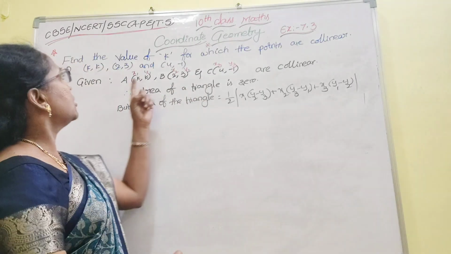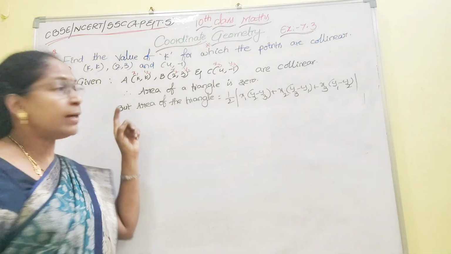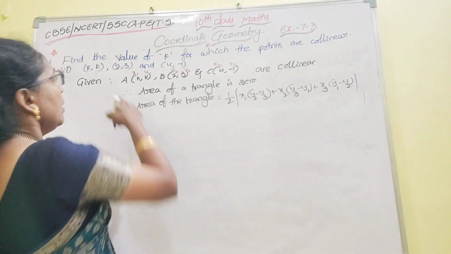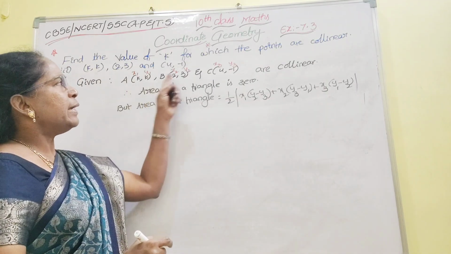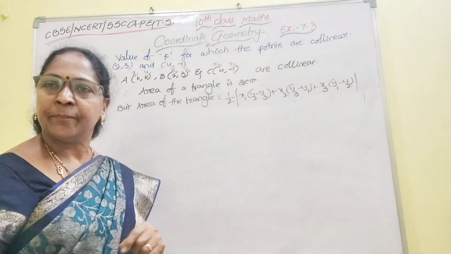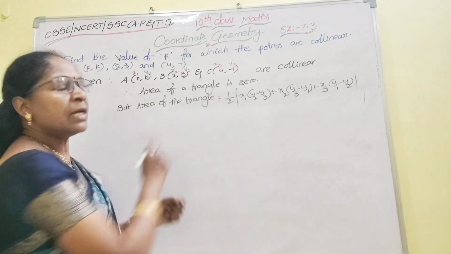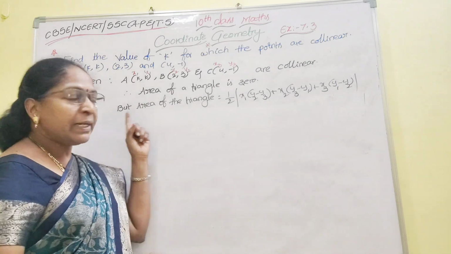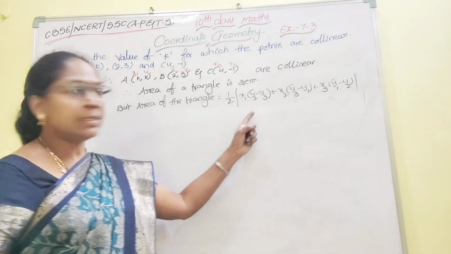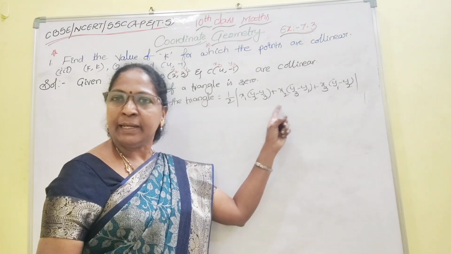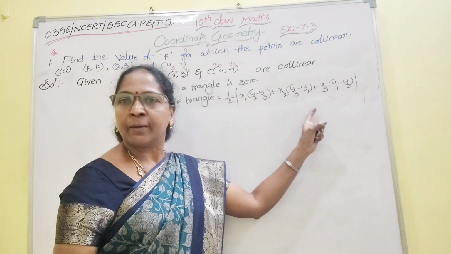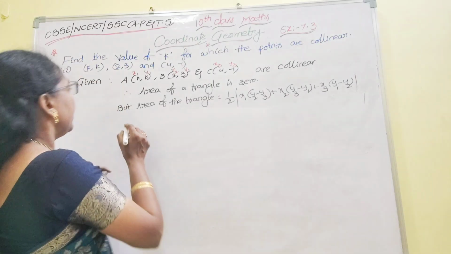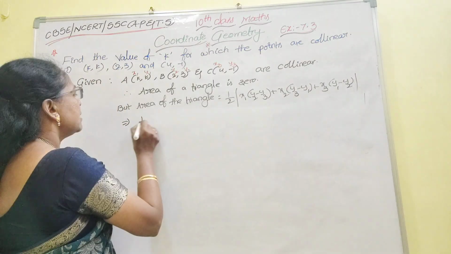Now, the third bit in this question. Here the given 3 points are (k, k), (2, 3) and (4, minus 1). So write down the given data. A, B and C are collinear, that means these 3 points are collinear, that means area of the triangle equals 0. But area of the triangle equals half modulus x1 into (y2 minus y3) plus x2 into (y3 minus y1) plus x3 into (y1 minus y2). Write down the formula. Now equate here, substitute the values in this formula.